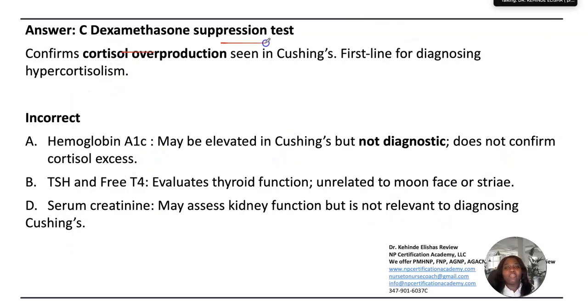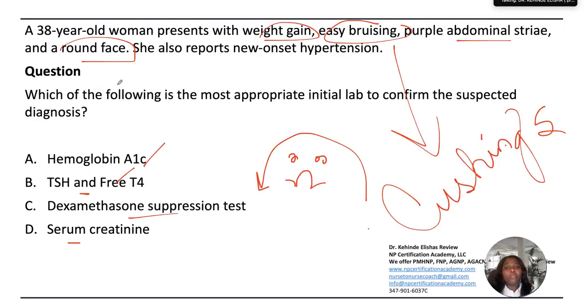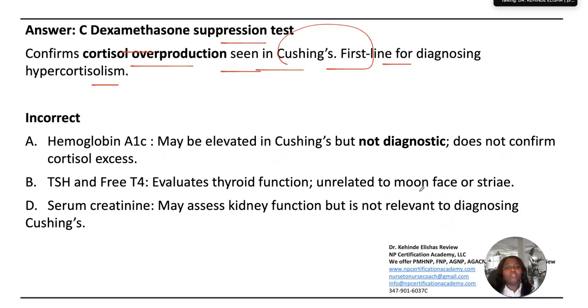So dexamethasone suppression test confirms cortisol overproduction seen in Cushing's. First line for diagnosing hypercortisolism. Now, you only know that this is hypercortisolism. Wait a minute, that's a cortisol. Yeah, which is of course Cushing's. Too much cortisol will lead to Cushing's. Okay, hypercortisolism will lead to Cushing's. Okay, so C is the final answer.